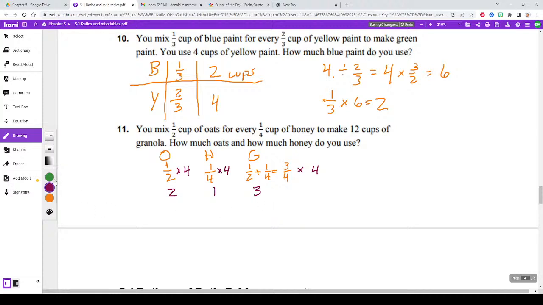We want to get up to 12. 12 divided by 3 is 4. So we're going to come back through here and multiply each of these by 4 again. So 2 times 4 is 8. 1 times 4 is 4. So oats is 8 cups and honey is 4 cups.